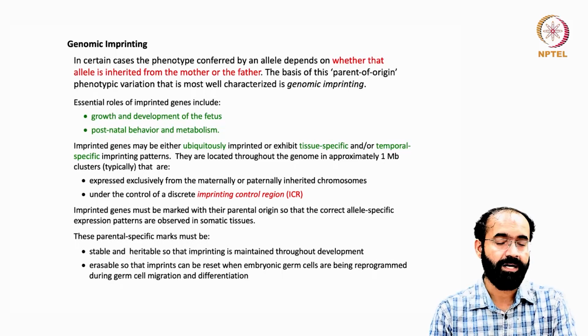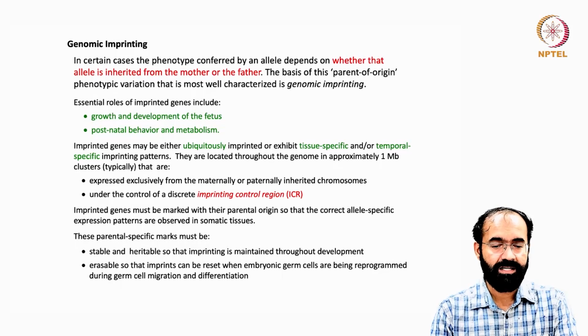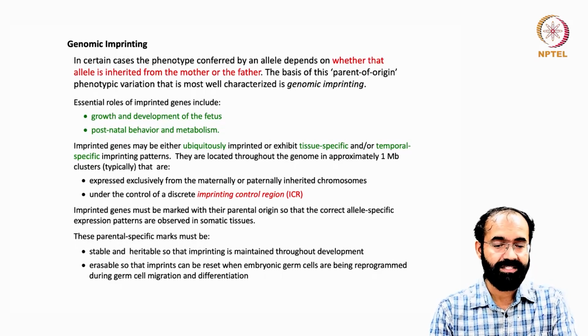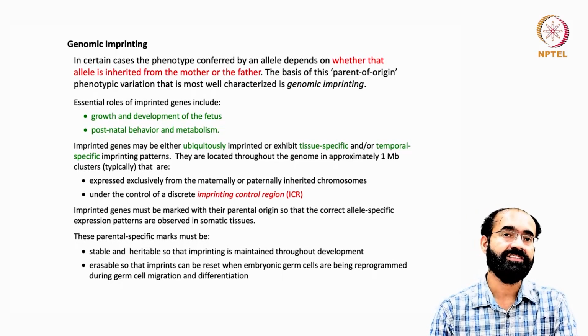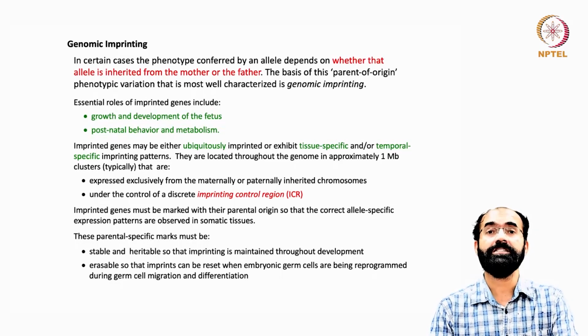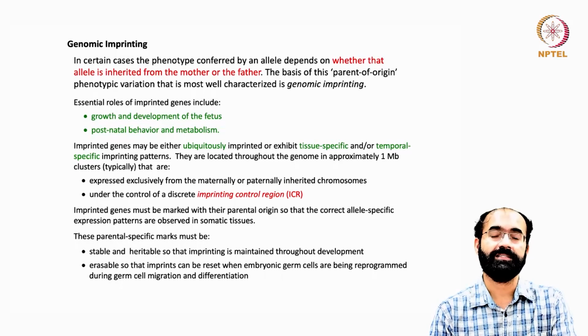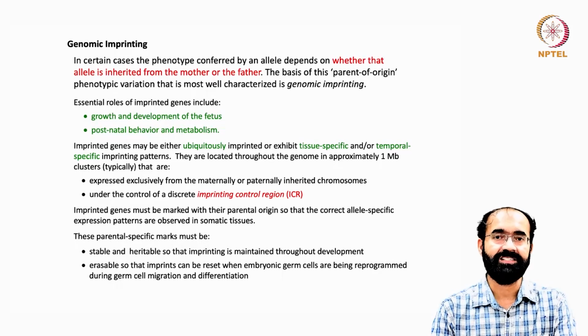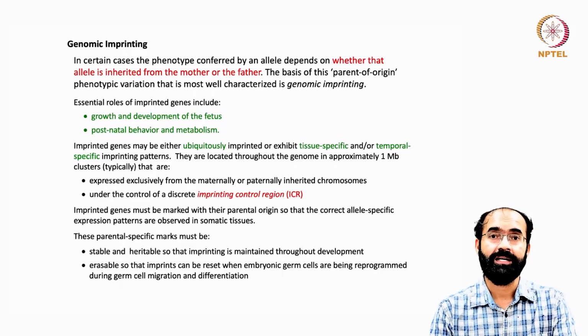So it should be stable and heritable, but it also should have another feature: erasable, so that imprints can be reset when embryonic germ cells are being reprogrammed during germ cell migration and differentiation. So this is something important. If imprinted genes remain imprinted throughout the lifespan, even during germ cell formation, like eggs in the case of females and sperm in the case of males, then many genes can be lost and the organism suffers.